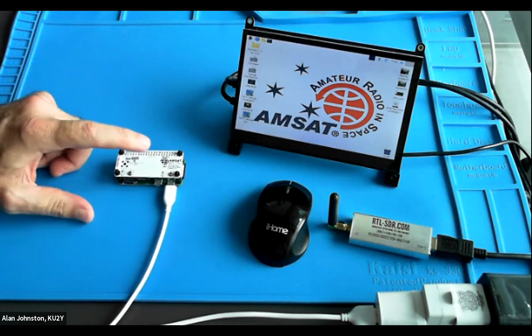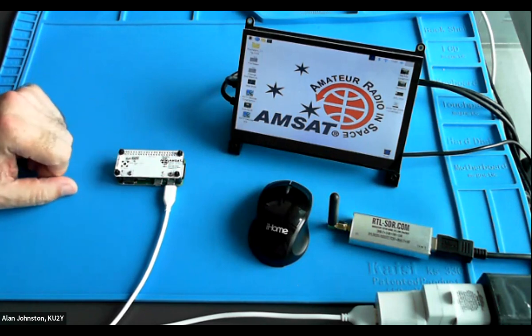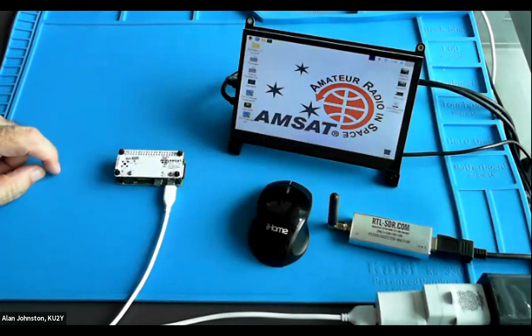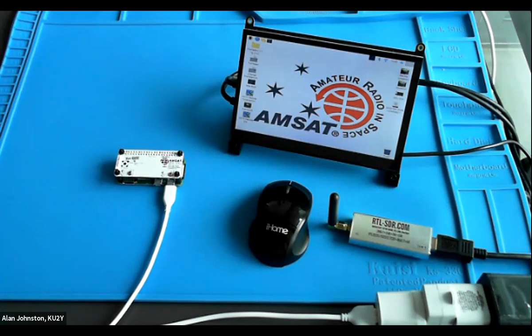Okay, so my CubeSatSim Lite is off right now, so I'm going to power it up. It's actually plugged in, so it's all ready to go. So I'm just going to press and release this button here, and that should power it up.